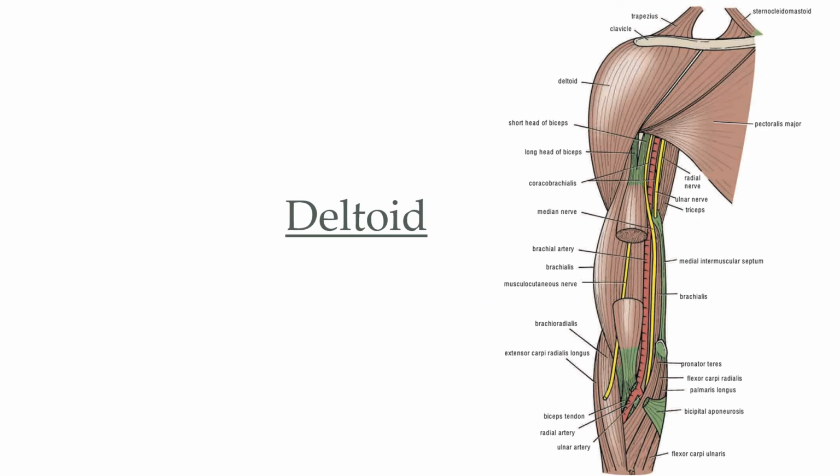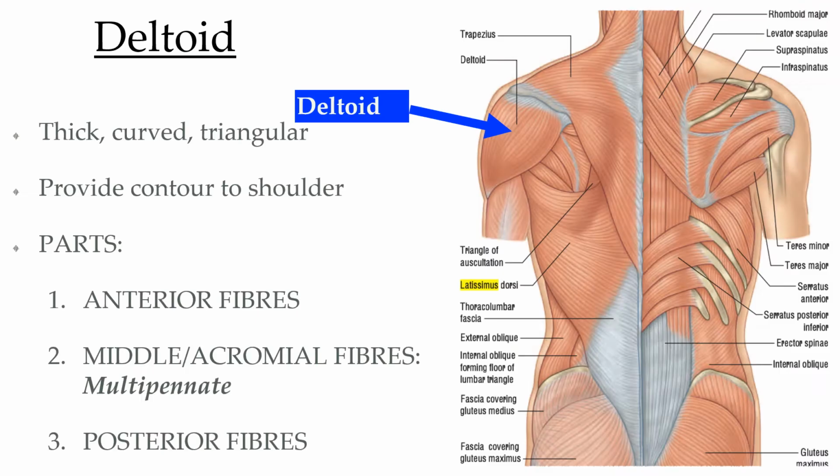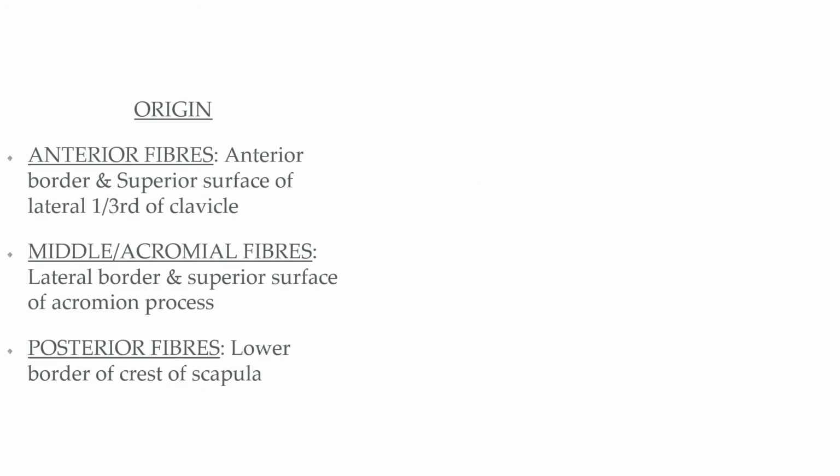Now let us start with the muscle named deltoid. Deltoid is a thick triangular muscle. It provides contour to the shoulder joint or the shoulder region. It consists of three types of fibers: anterior fibers, middle fibers, and posterior fibers. The middle fibers are also called acromial fibers, and they are an example of multipennate muscle. So in the illustration here, this is deltoid muscle and you are viewing the posterior fibers of the deltoid.